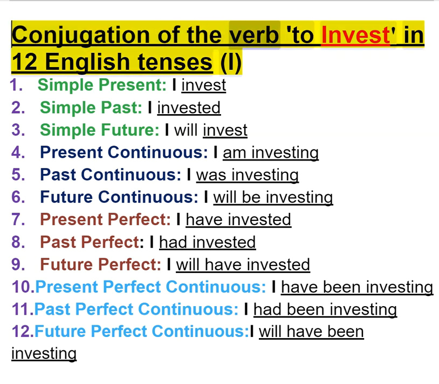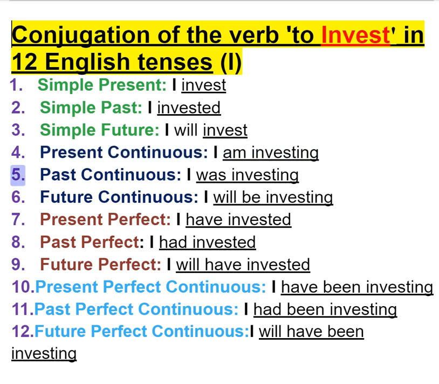Conjugation of the verb to invest in 12 English tenses. 1. Simple present, I invest. 2. Simple past, I invested. 3. Simple future, I will invest. 4. Present continuous, I am investing.